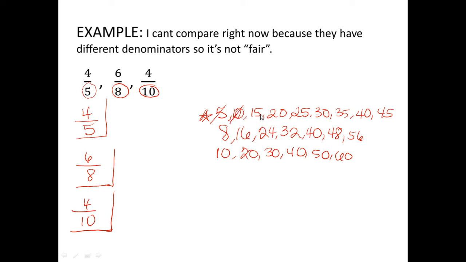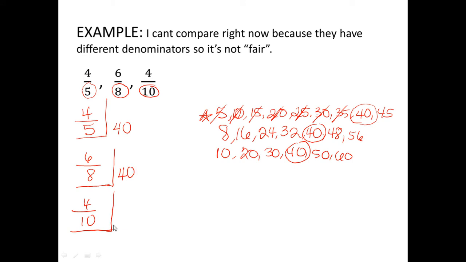Let's look for 15. 15 is only in this list, doesn't work. 20. 20 is in 5 and 10, but not 8 again. 25, only in the 5 list. 30 is in the 5 list and the 10 list, but not the 8 list, so that doesn't work. 35 is only in the 5 list, and then look what happens. There's a 40, a 40, and a 40. That's my LCM. And what that does is tell you that's your new common denominator.